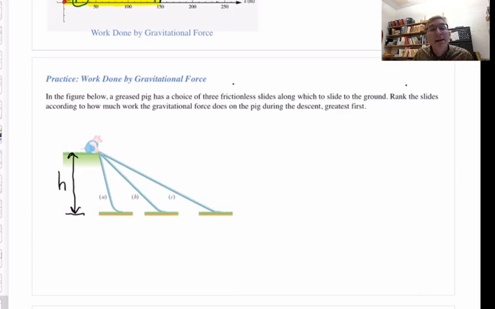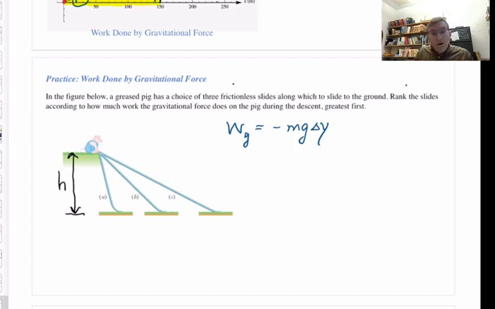Okay, what did you say for the ranking of the W's? W grav for the 3 slides. Let's figure it out. That's what I would ask you to do if it were on a quiz or an exam. You have to justify your work. I'm going to label it WG. Let's use that new formula we just derived. Negative mg delta y. Let's use it correctly.